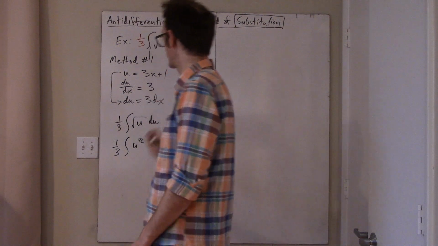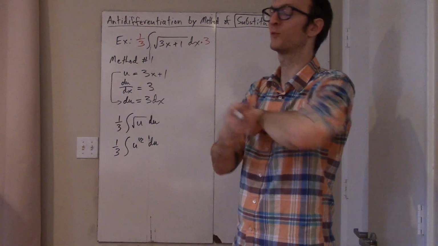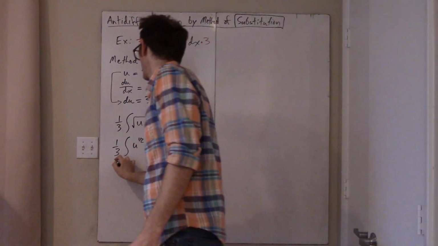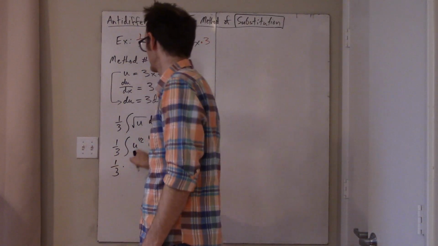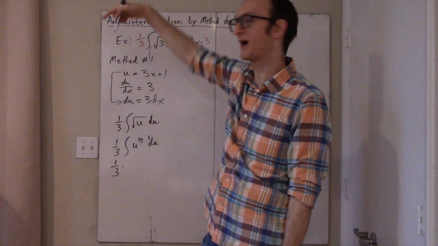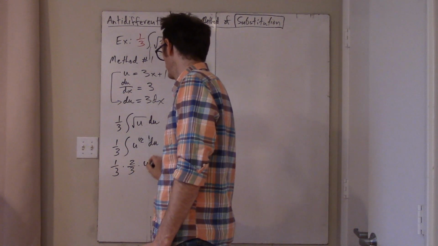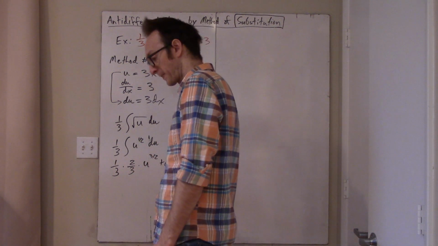As u to the 1/2. And then we see that we can use the power rule for antidifferentiation. So this becomes 1/3 times the antiderivative of u to the 1/2. As you go up a power to 3/2, you divide by 3/2. So that's 2/3 times u to the 3/2 plus c.